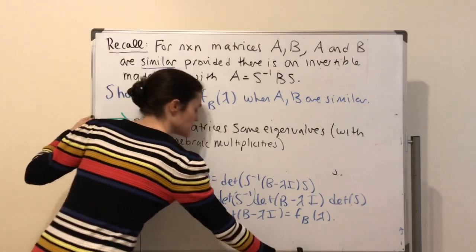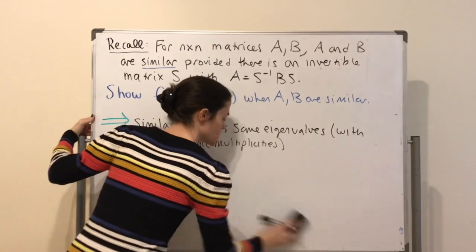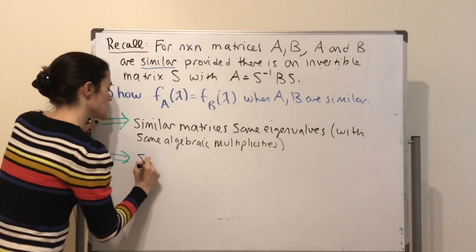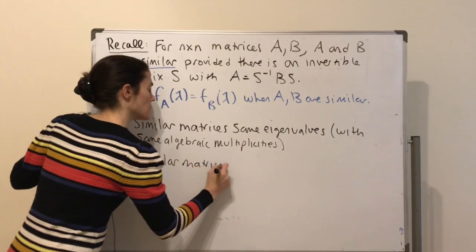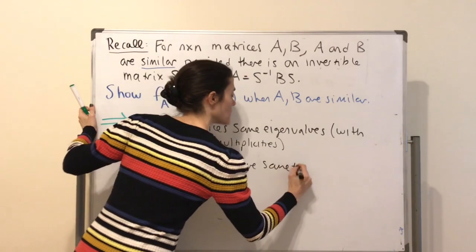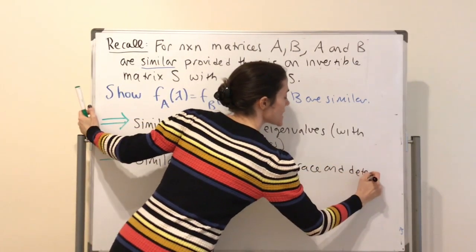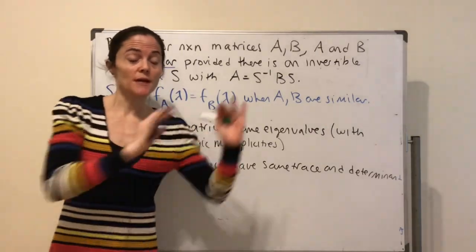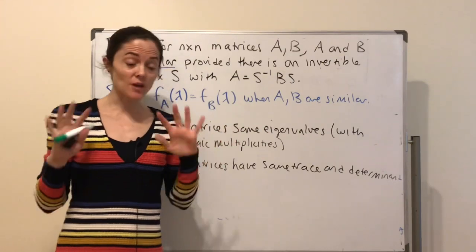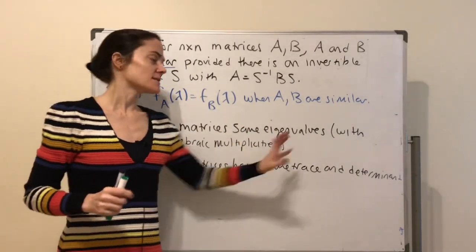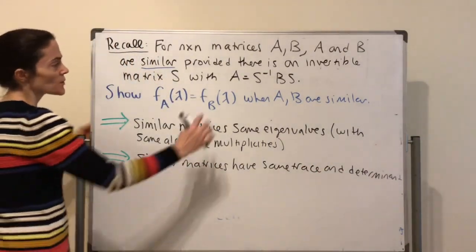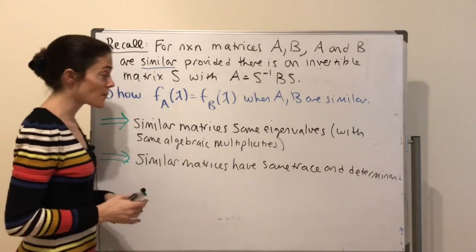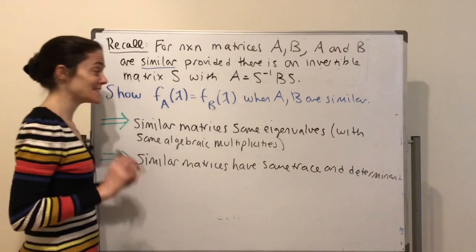What else do we get from this? We also get that similar matrices have the same trace and determinant, just because, as I mentioned, the trace and the determinant are certain coefficients that appear in the characteristic polynomial. So if their characteristic polynomials are equal, then their traces are the same and their determinants are the same. You could also see the determinant is the same just by working directly with this equation, but I mentioned it as a consequence of having the same characteristic polynomial. So this is one really nice thing about similar matrices, the same eigenvalues.